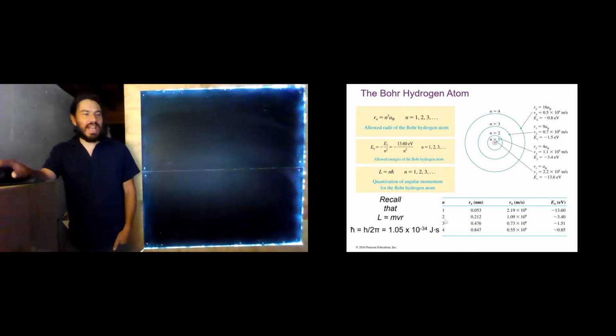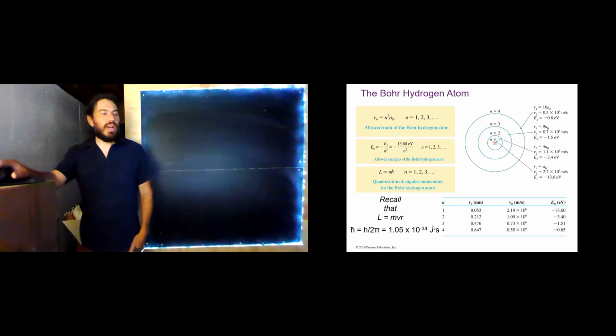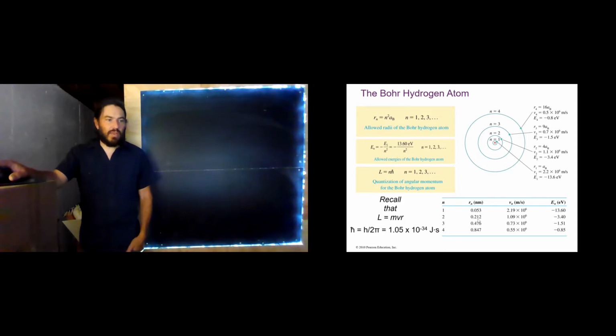Here's just a chart. Of course, you don't have to memorize this or anything like that, but here are the first 4 energy levels of the hydrogen atom. Here are the first 4 radii where we expect these things to be. The radius in nanometers, the velocity we might expect, and the energy of these stationary states.